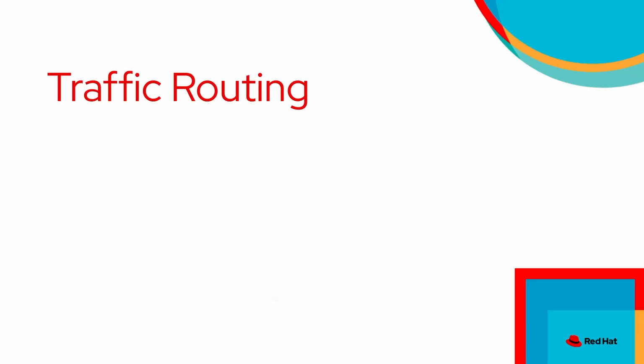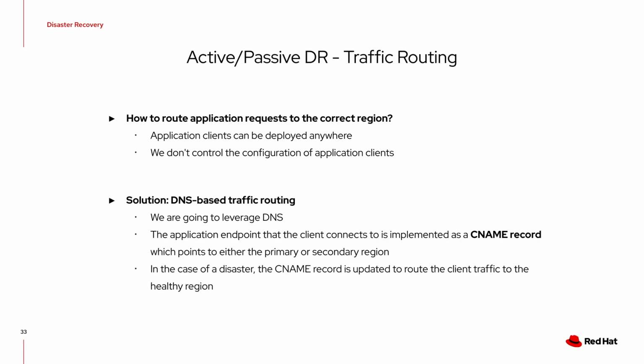All right, so the next thing I was talking about before is that when you are operating across 2 regions, you will also need to solve the traffic routing. In our case, we had application clients which could be deployed anywhere, be it on-premise or in the cloud. And also, we didn't really have control of the clients. So we could not come to the clients and reconfigure them in the case of a disaster to send the traffic into the secondary region. That was not really possible for us.